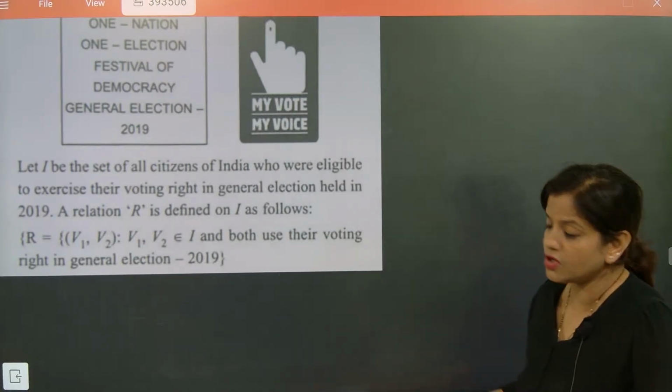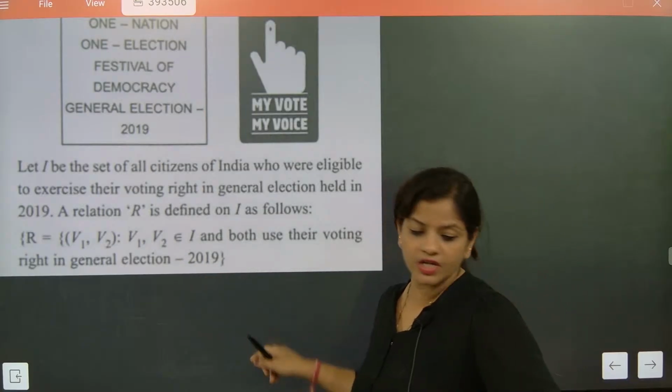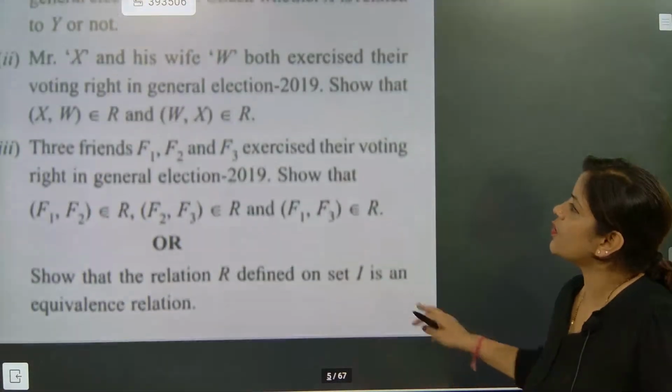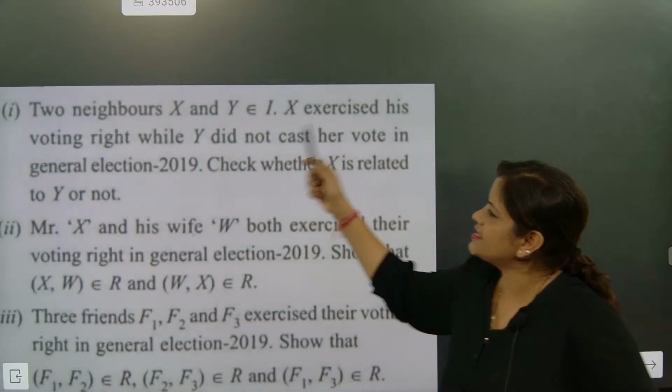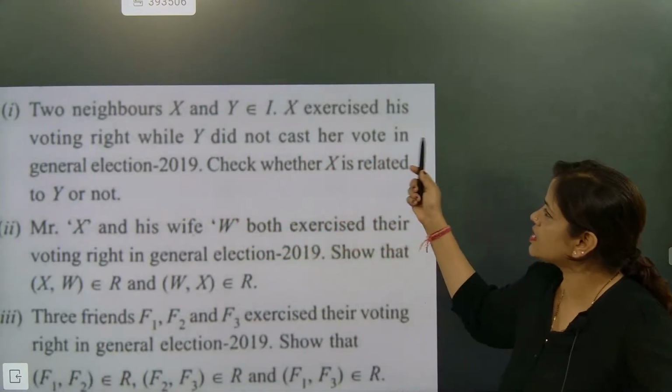Kanish, try this question on beta. So they both are using voting rights. But here what is there in the question? In the question, the two neighbors X and Y, X exercises voting rights while Y did not cast her vote.